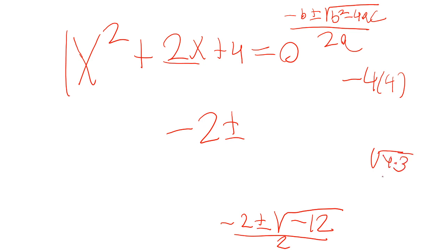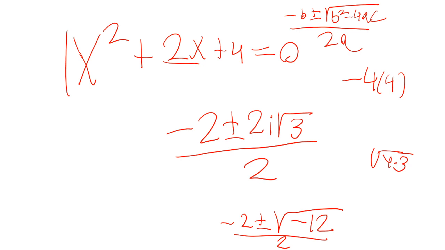The square root of 4 is 2. So we're going to have 2i root 3, because 2 root 3 squared would be 12, since 4 times 3 is 12. The square root of 4 is 2, and then we leave the other part inside the radical. We have 2i root 3 over 2.